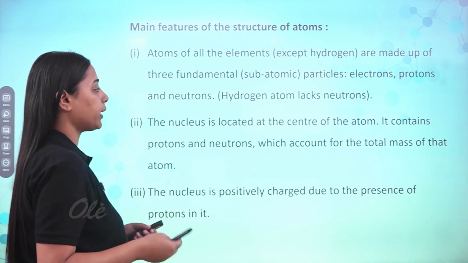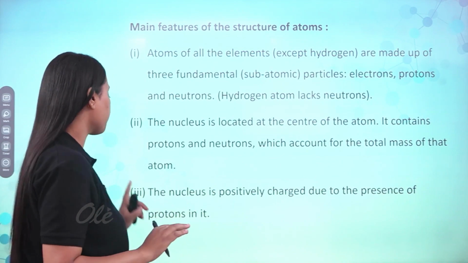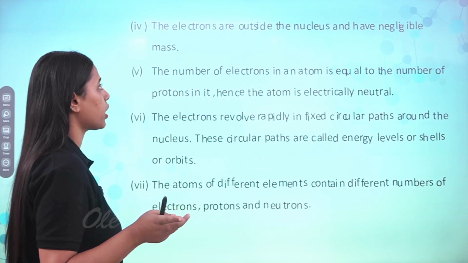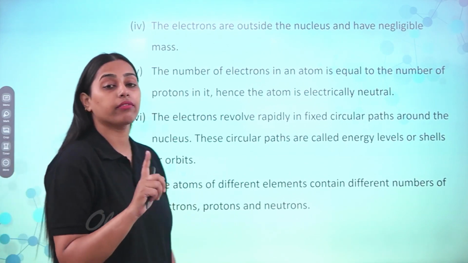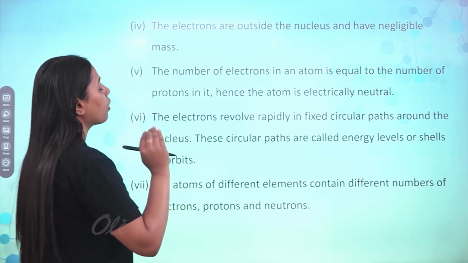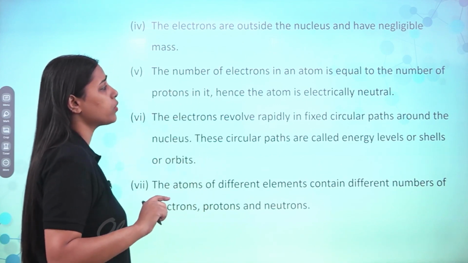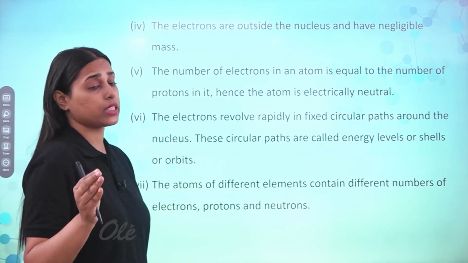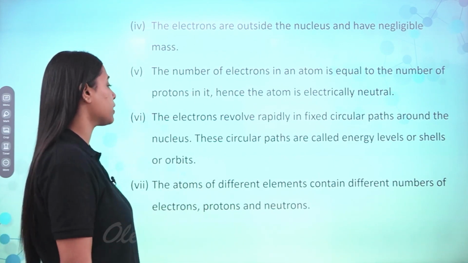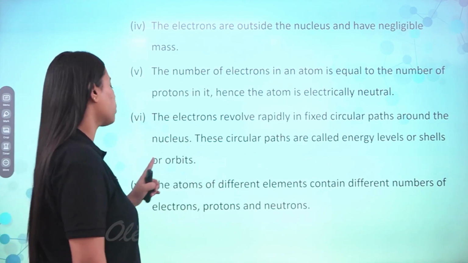The nucleus is located at the center of the atom. It contains protons and neutrons, which account for the total mass of the atom. The nucleus is positively charged because of the presence of protons in it. Neutron has no charge. The electrons are outside the nucleus, have negligible mass, and they revolve in special orbits known as paths or simply imaginary shells. The number of electrons in an atom is equal to the number of protons, hence the atom is always electrically neutral. The electrons revolve rapidly in fixed circular paths around the nucleus, and they have fixed energy. These circular paths are called energy levels, shells or orbits.